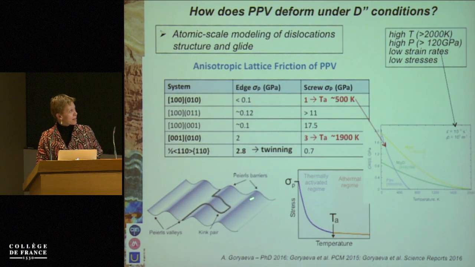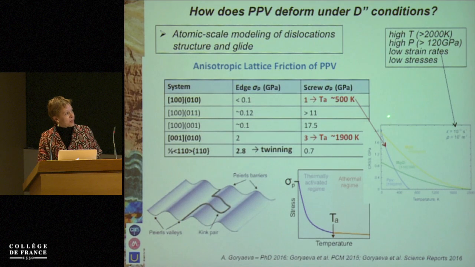And then we needed something that was not at 0K, because 0K is not the temperature at D double prime conditions. So she also did calculations taking into account the temperature effect on the dislocation glide. And these are the values she got for temperatures and pressures that are consistent with the D double prime conditions.